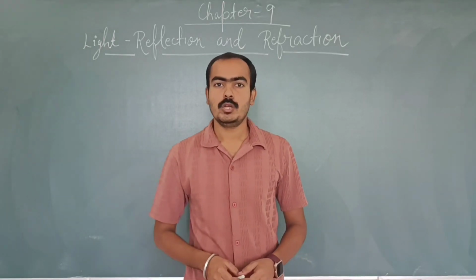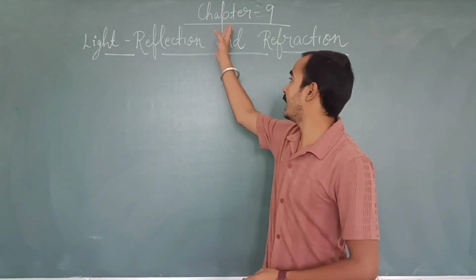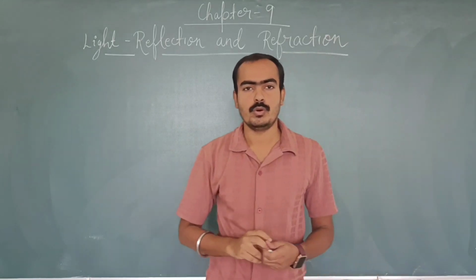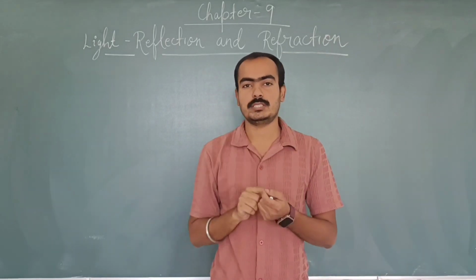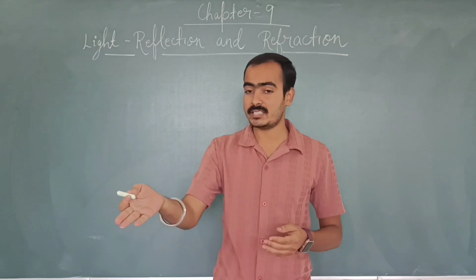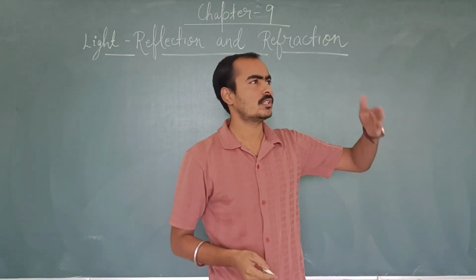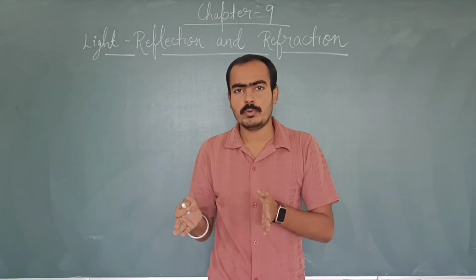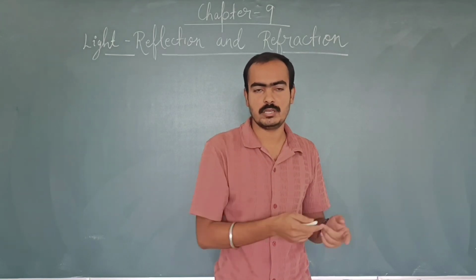So good morning students. Today we are going to read chapter 9, that is Light, Reflection and Refraction. We can see everything around us. I can see this chalk, desk, benches, walls, tube lights and everything. But when we are in a dark room, I can't see the same objects.